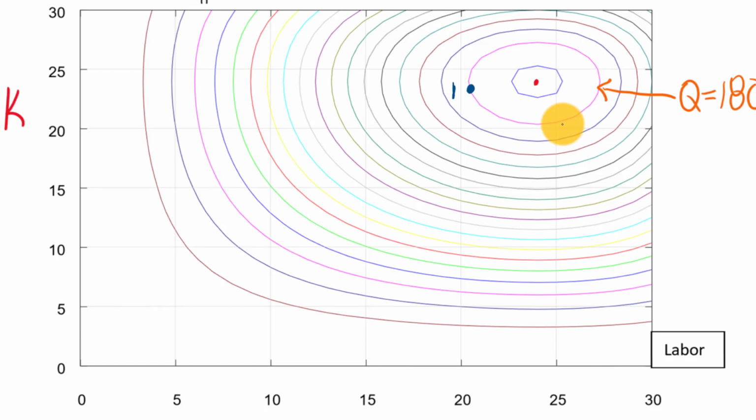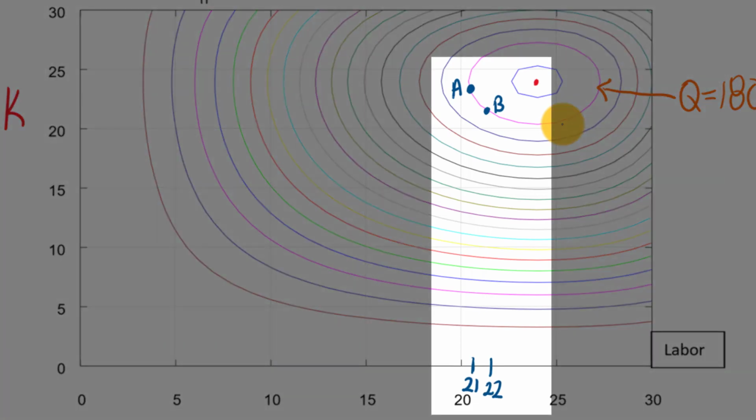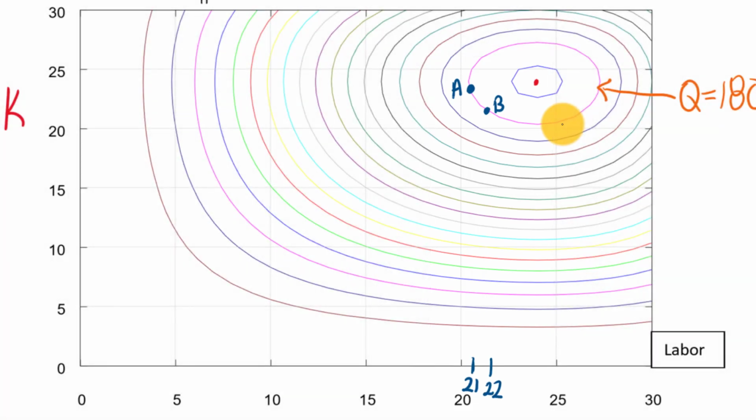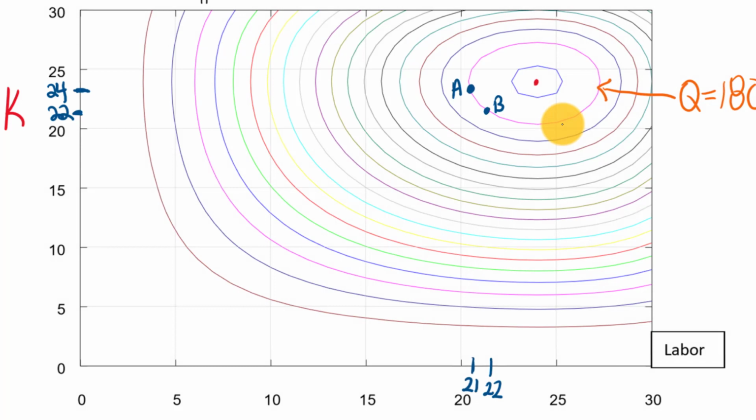Let's call this, say, point A, and this point B. Now let me just make up what it looks to me like those numbers could be. At point A, let's assume that's 21 workers, and at point B, that's 22 workers. And let's assume at point A, I know it's not exactly right, but let's call that 24 machines, and let's call B 22 machines, just for the sake of argument.